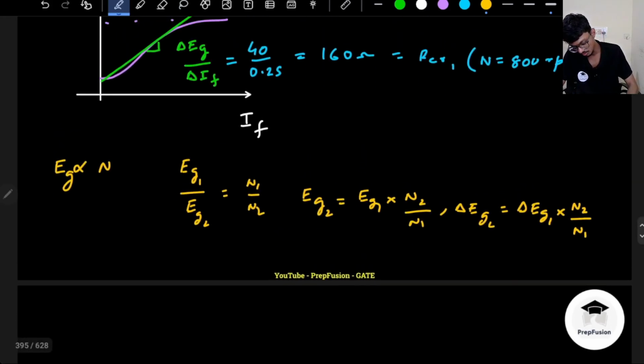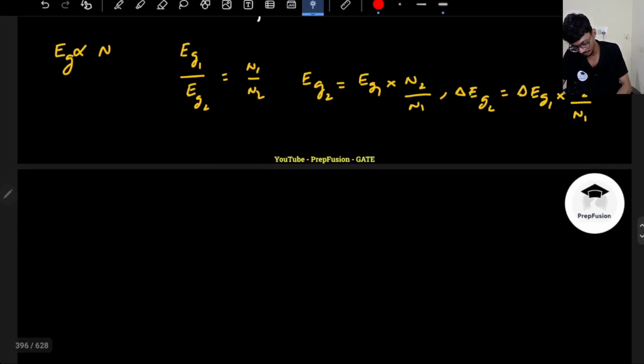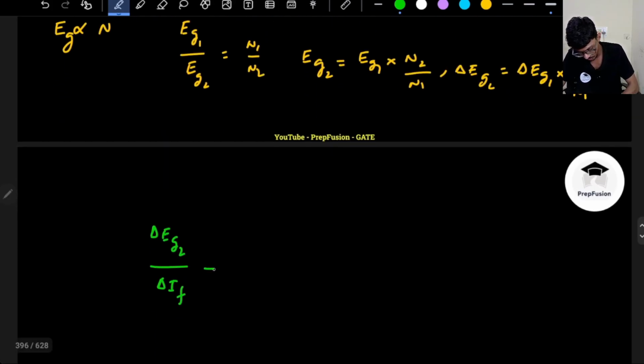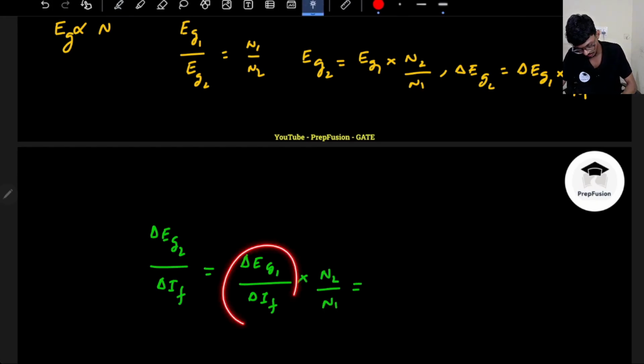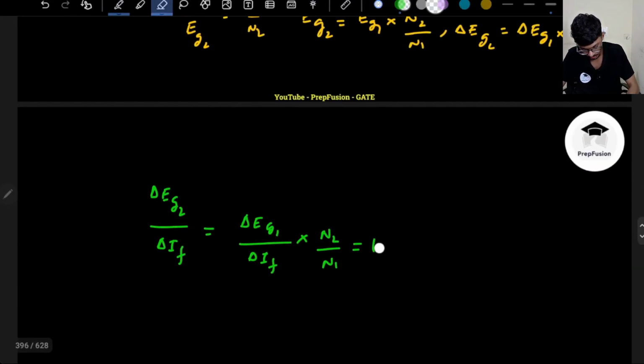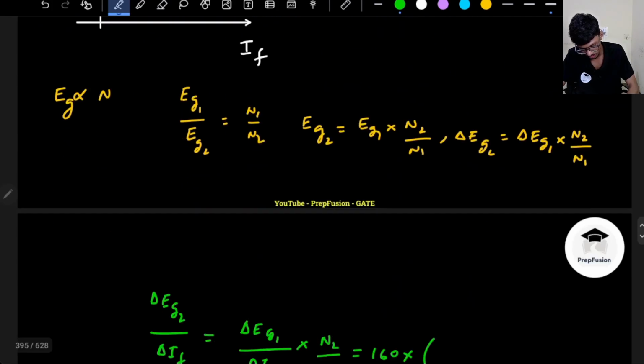So very simple, same thing we will do. Our formula will be: the critical resistance is delta Eg2 upon delta If. The field current change will not change. So now this will be delta Eg1 divided by delta If, into N2 divided by N1. And what is this value? This value we have computed as 160 ohms. So this will be 160 into N2 divided by N1. So the new speed is 600 rpm and the old speed is 800 rpm.